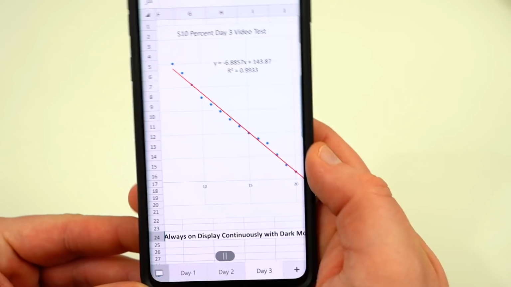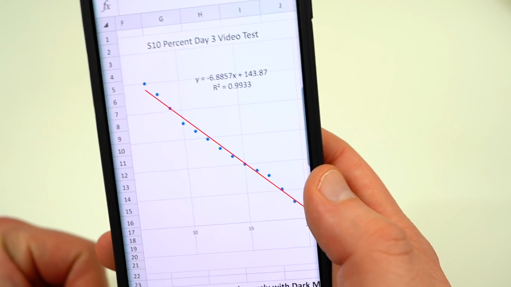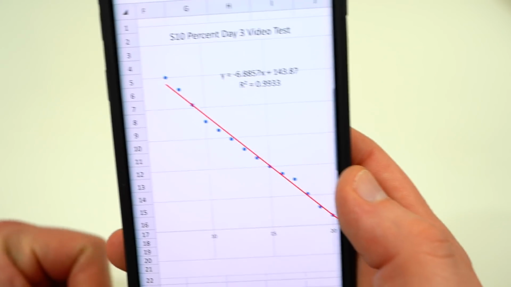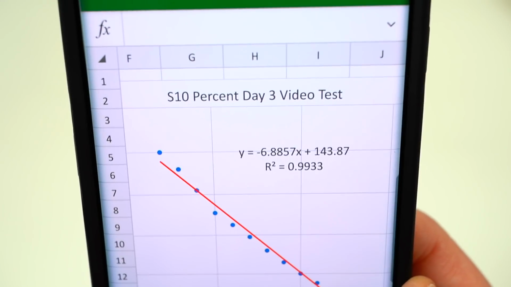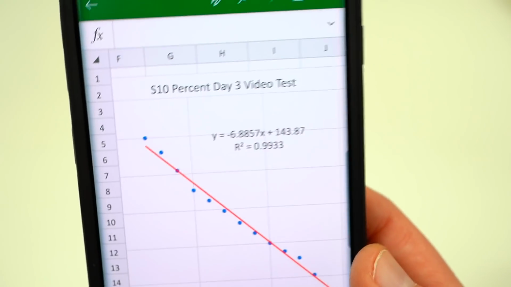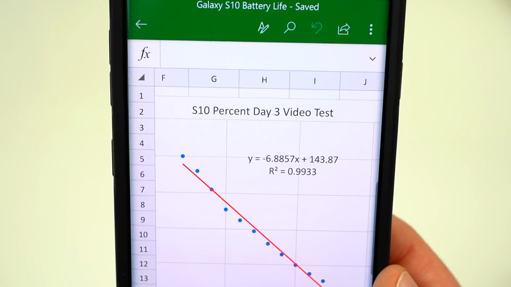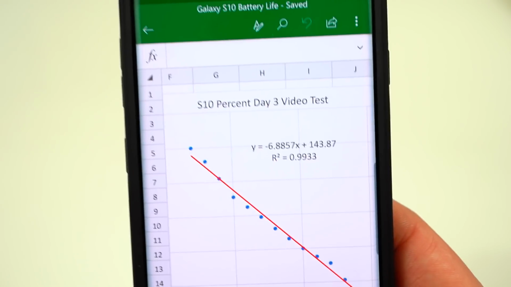And you can see the graph here. There's some bigger drops here, not nearly as linear as the other two. You can see that you definitely have some bigger drops. And you can see losing around 6 and almost 7 percentage points per hour, which isn't too surprising considering I was watching a lot of YouTube, Netflix, and doing some light gaming as well.